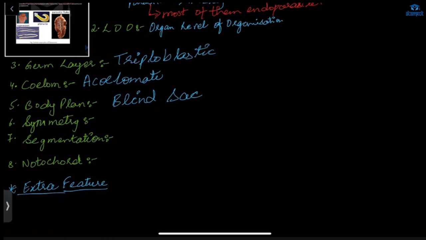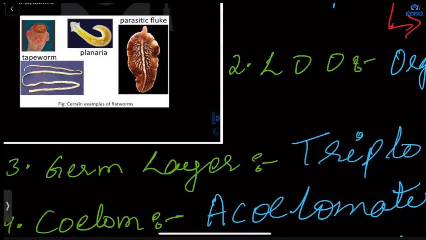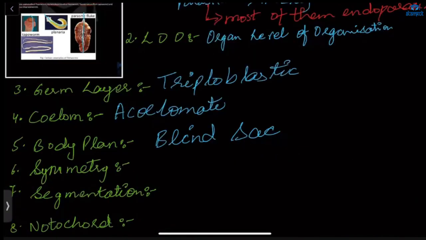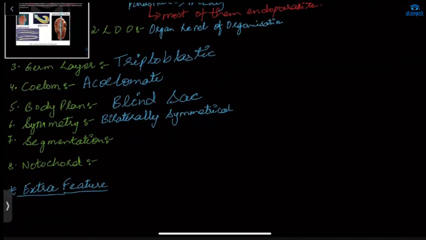Symmetry will be seen or not? Looking at the body figure, tell me whether there will be symmetry or not. From the figure also you can see, yes, bilaterally symmetrical. They will be simple here also; they can be bilaterally symmetrical here also. This bilaterally symmetrical has been seen for the first time, that is why it becomes important. Whenever anything has been observed for the first time, that already becomes an important question. So the first time bilateral symmetry has been shown by which phylum? The answer would be phylum Platyhelminthes. For the first time, they have shown bilaterally symmetrical symmetry.